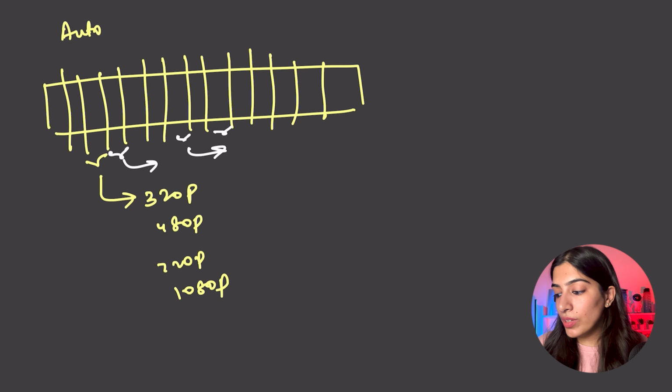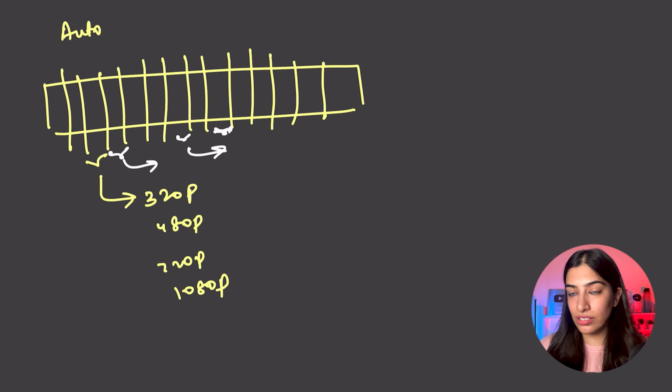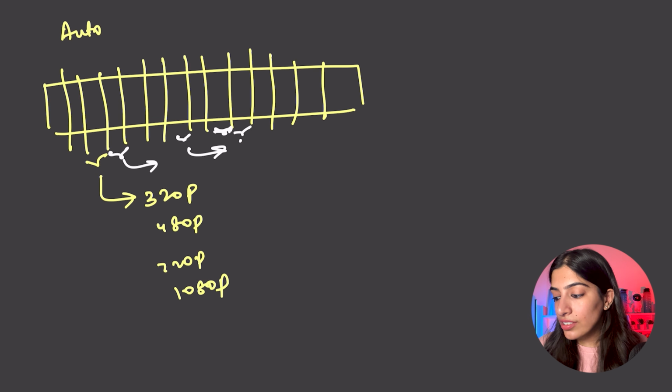And suppose over here we realize that, oh, the network connection is now better, the bandwidth is better. So then after this, what is going to happen is the resolution is going to improve. So this is called adaptive bitrate streaming.